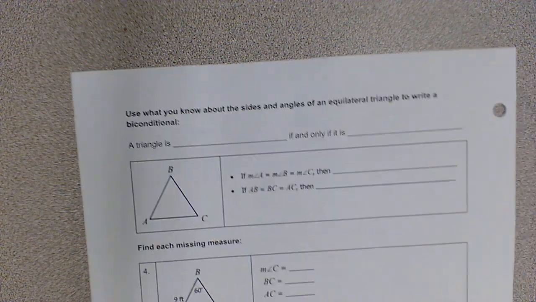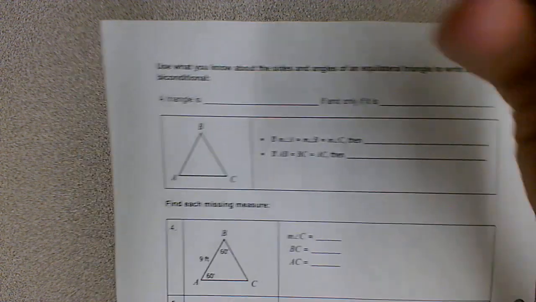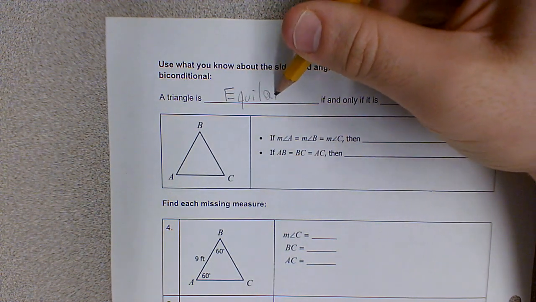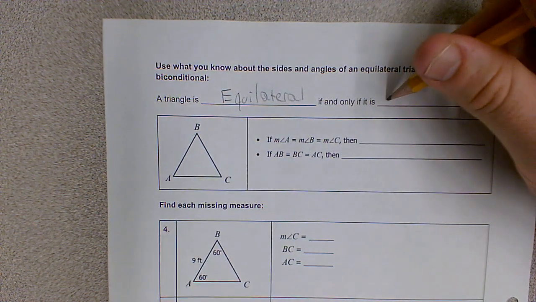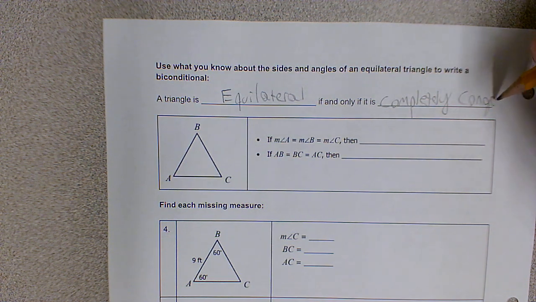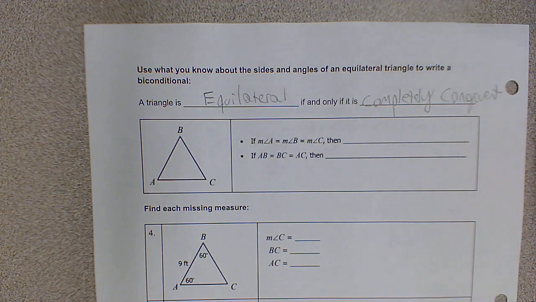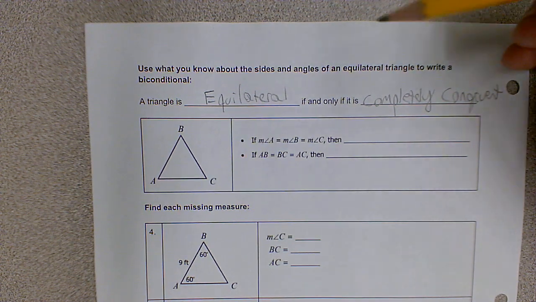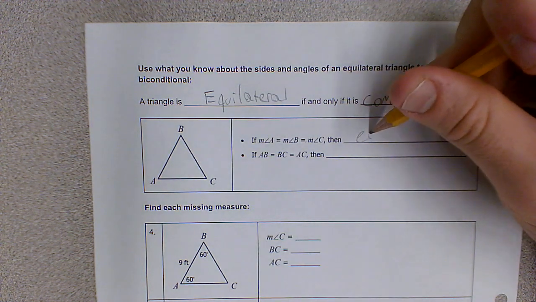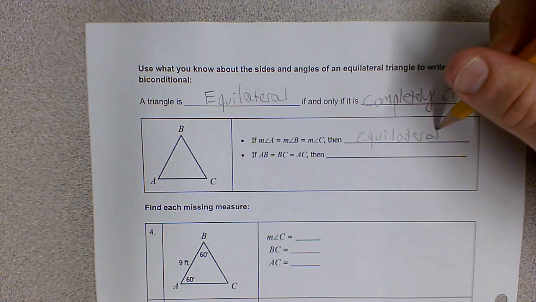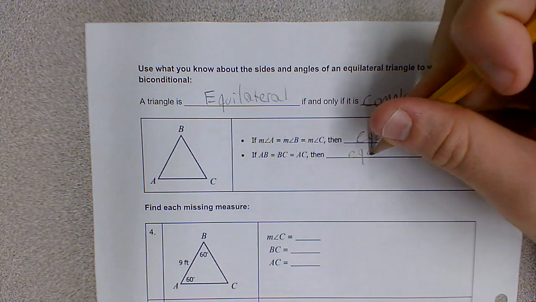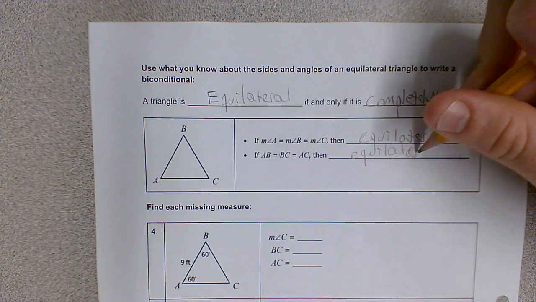We can make a biconditional statement from this. A triangle is equilateral if and only if it is completely congruent. A triangle is equilateral if and only if it is completely congruent. If all three angles are congruent, then it is equilateral. If all three sides are congruent, then it is equilateral. Simple as that.